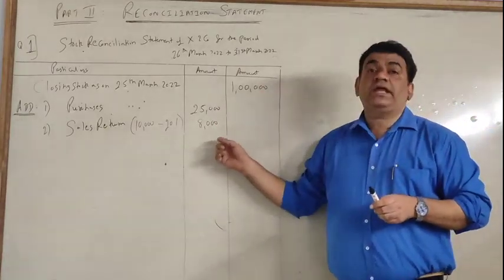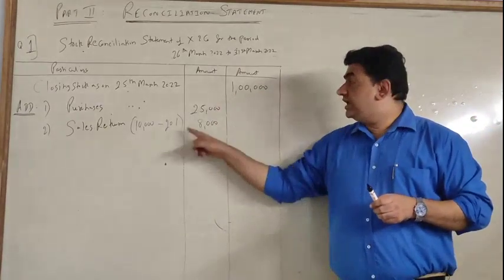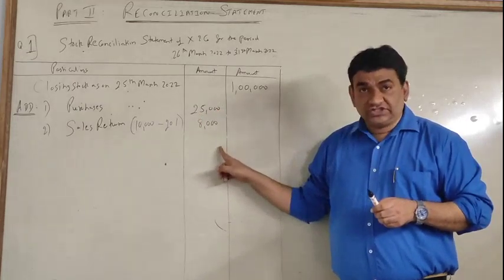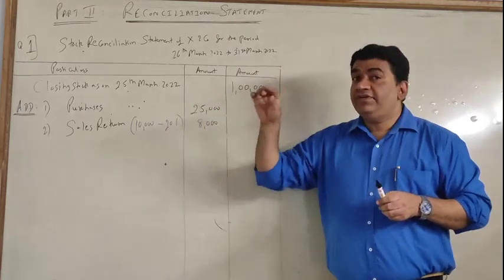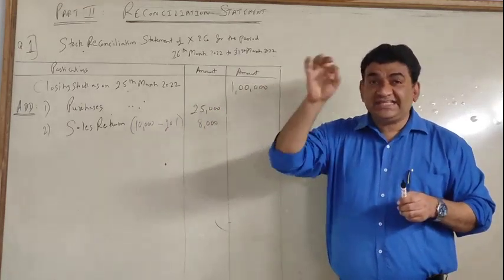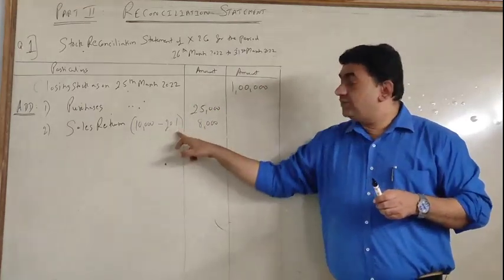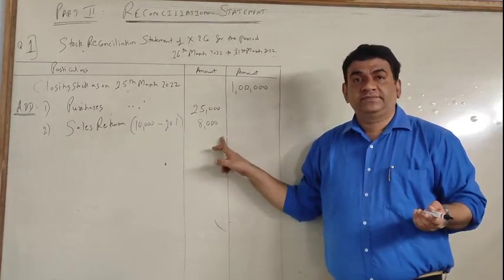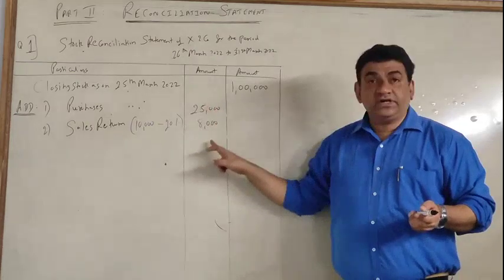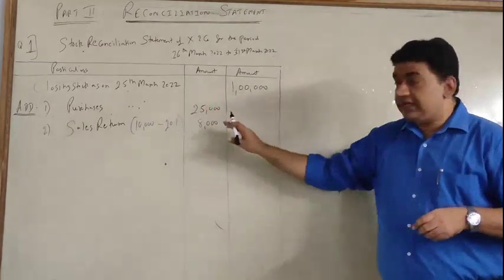I have to record here cost. So therefore, I will add the cost. 10,000 is my selling price. Profit is 20% on selling price, sales. So 20% of 10,000 is 2,000. 10 minus 2, 8,000. Got it? These were the two additions. So now what do you do? There are two additions.